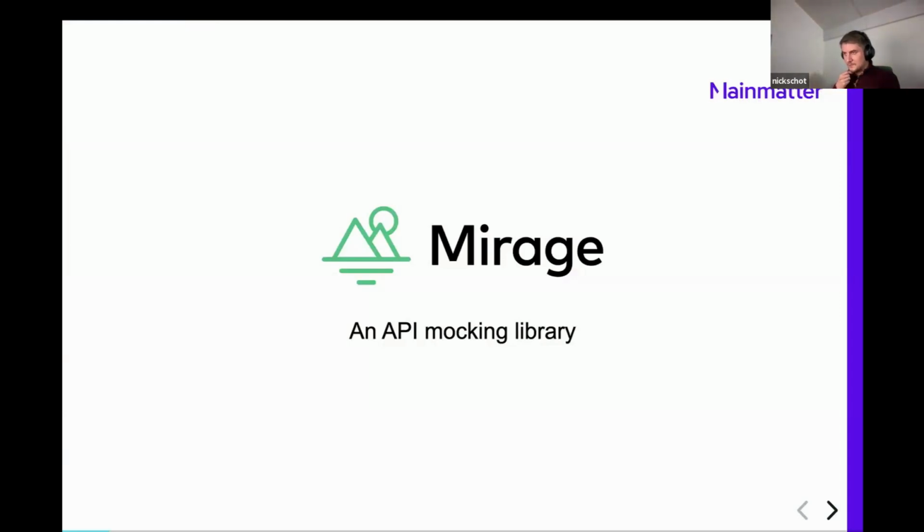Yeah, so most of you probably know Mirage JS. It's an API mocking library. It's been around in the Ember ecosystem, or it came into existence within the Ember ecosystem and was later extracted into a general purpose library.